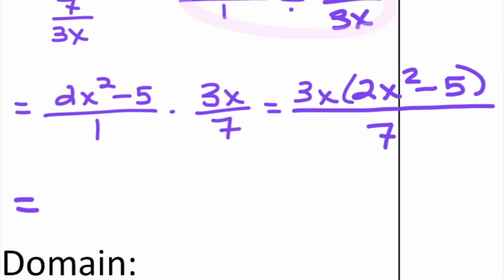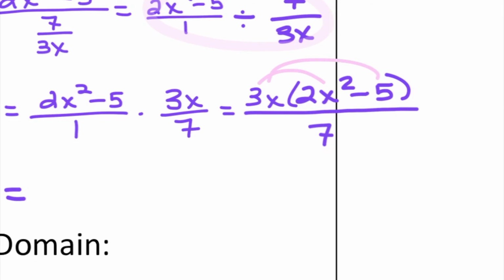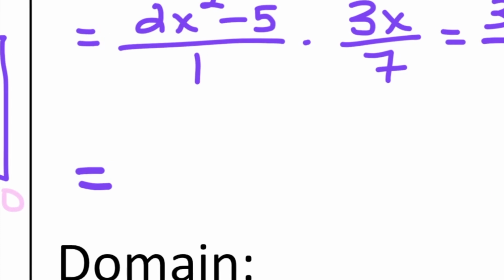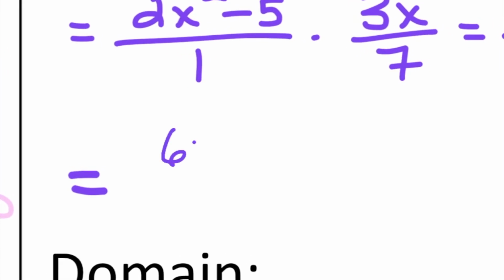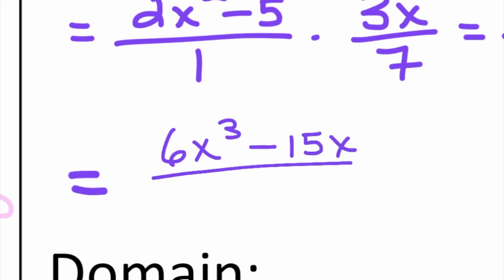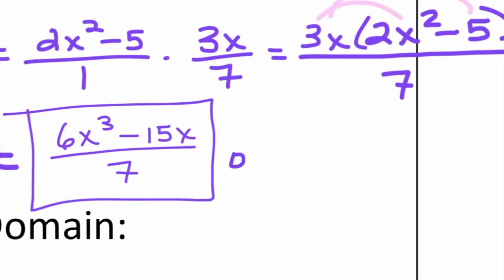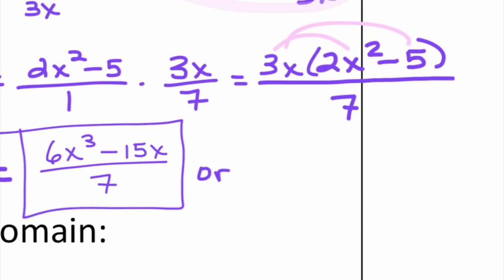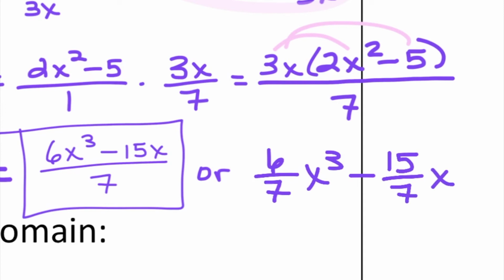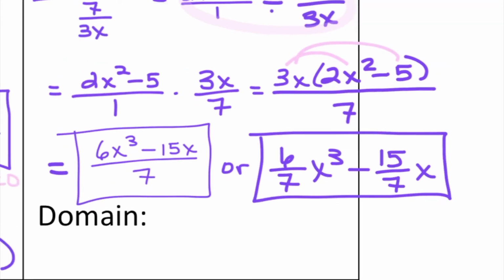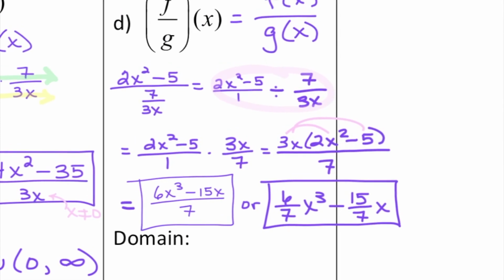And so if I distribute that 3 across the 2x squared minus 5, I end up with 6x cubed minus 15x all over 7. And I would accept that as an answer, although to be consistent, I normally would want you to divide it out. So you could write 6/7 x cubed minus 15/7 x. That's pretty ugly, but it's acceptable, and it would be more of a polynomial form.